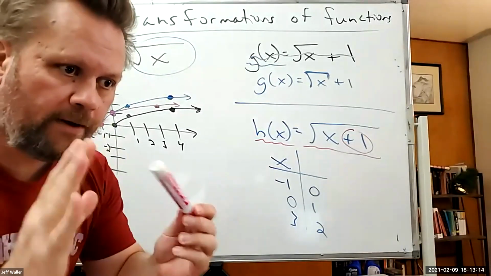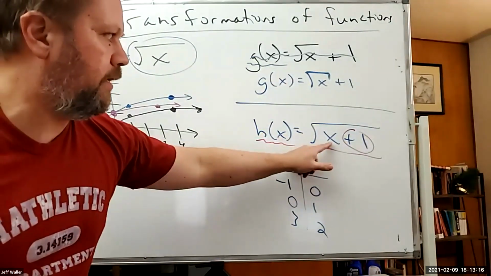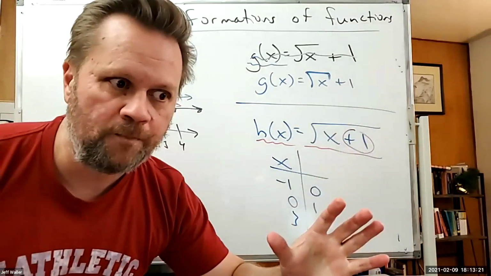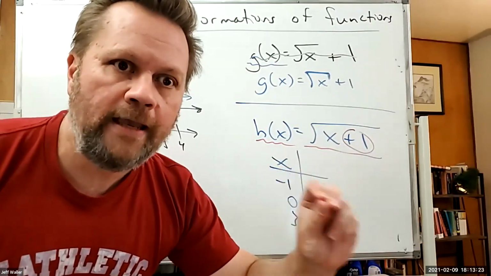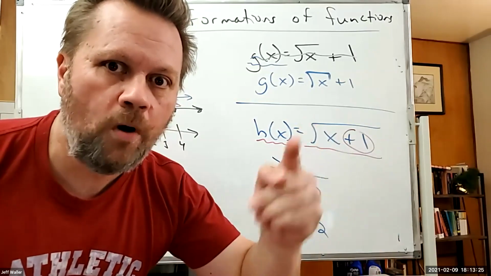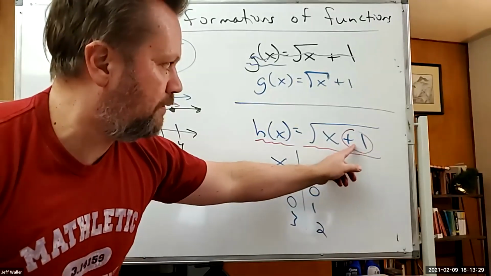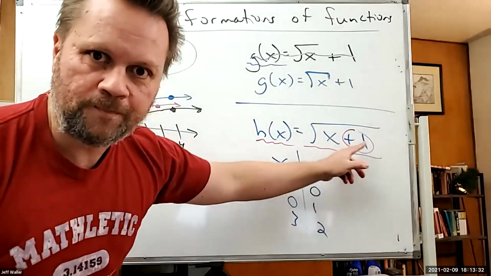But the way to think about this is any number I put in here, the very first thing that's going to happen to it is I'm going to add 1 to it, which means all my inputs can be 1 smaller than they used to be. That's why it does the opposite of what it looks like it's going to do.